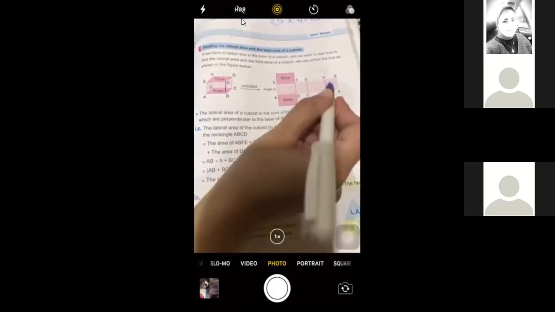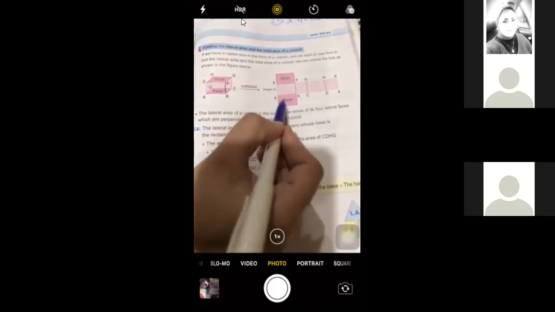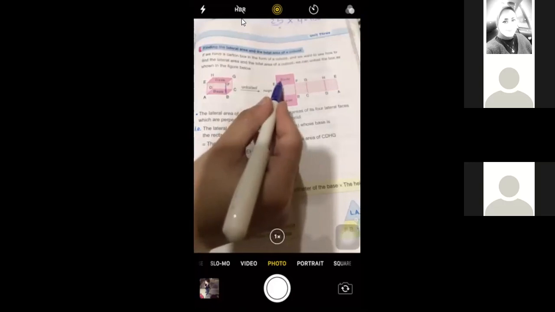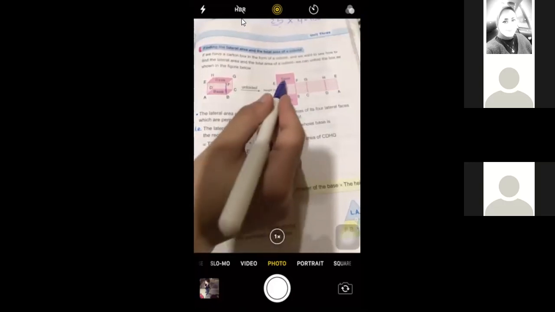But when I want to get the total area, total means I get all the cuboid. It equals the lateral area, which means the pink one here, plus the area of the base, but how many bases do I have? 2. So I said 2 multiply area of one base. We will solve questions and it's gonna be easy for you. Okay.